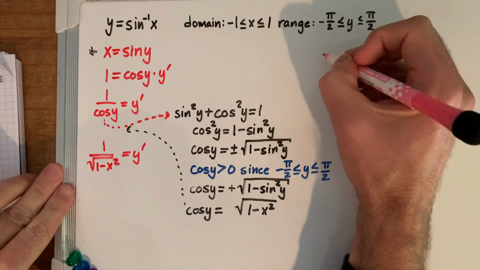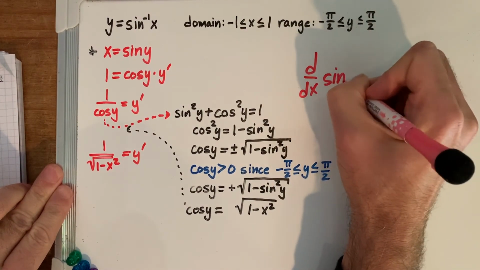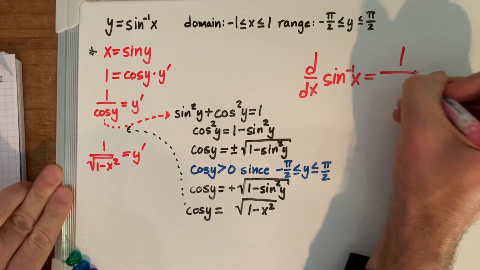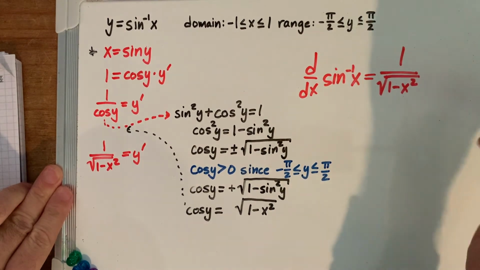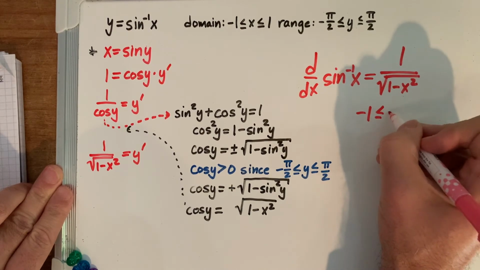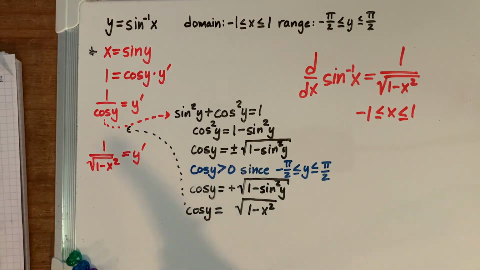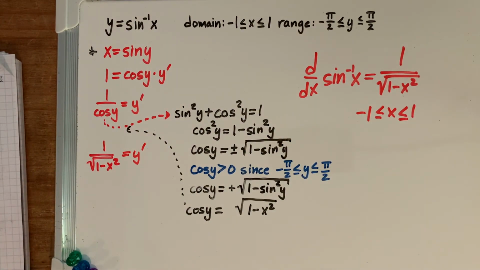So this is telling us that overall, the derivative of the inverse sine of x is equal to 1 over the square root of 1 minus x squared. And this is going to apply for x that are between negative 1 and 1. But this is true because of the domain of inverse sine. This isn't anything special that you would need to know there. It's just where it's useful.